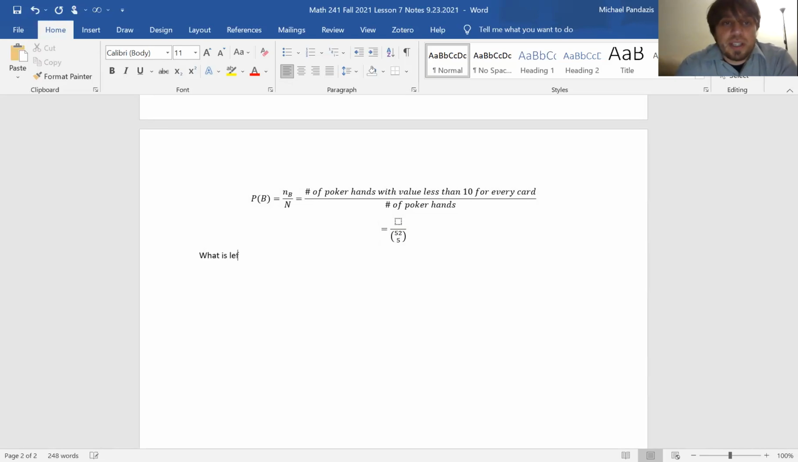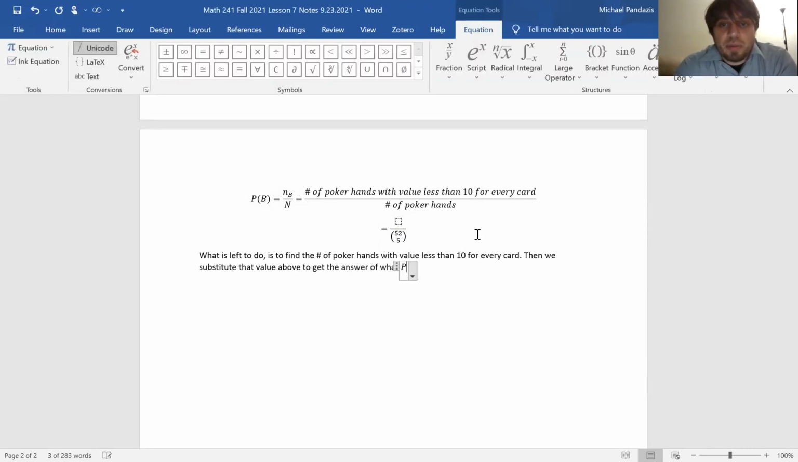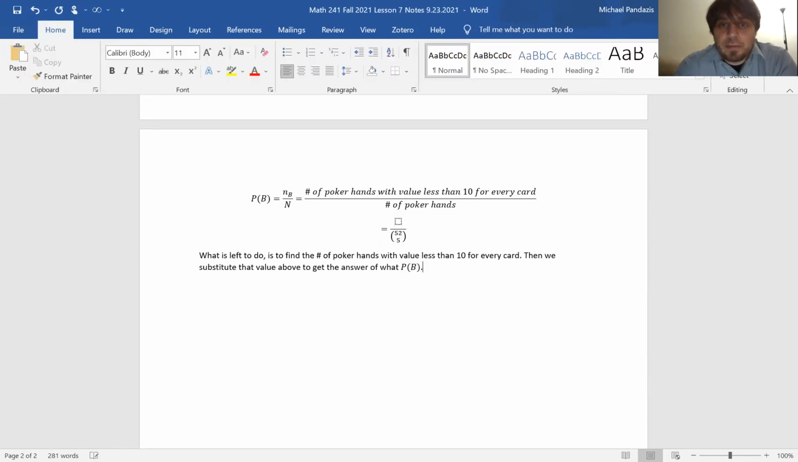So what is left to do is to find the number of poker hands with value less than 10 for every card. Then we substitute that value above to get the answer of what the probability of this event B is. Okay. So we want to find the number of poker hands with a value less than 10 for every card.